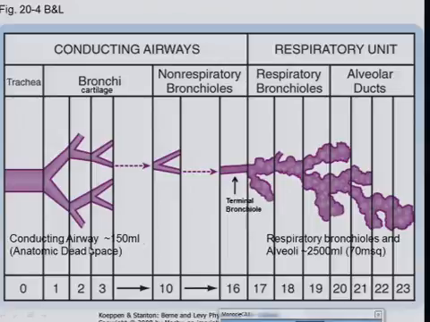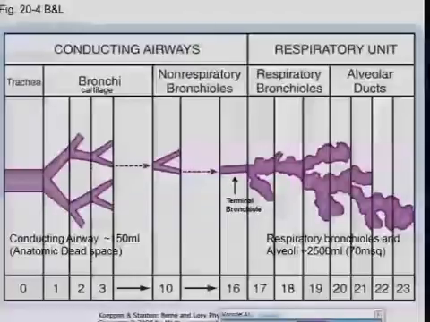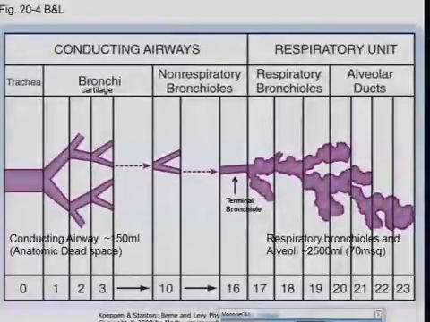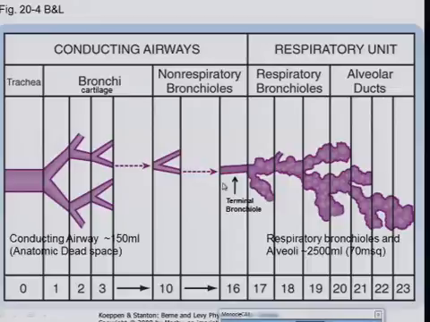Now the conducting airways have a dead space of about 150 ml. So if we look at the volume of the conducting airways, that's about 150 ml. And a normal tidal volume is about 500 ml for a normal-sized adult. So 150 ml of that 500 goes into this conducting airway and is not involved in gas exchange. These numbers are going to become very important when we talk about alveolar ventilation and oxygenation. So keep that in mind.